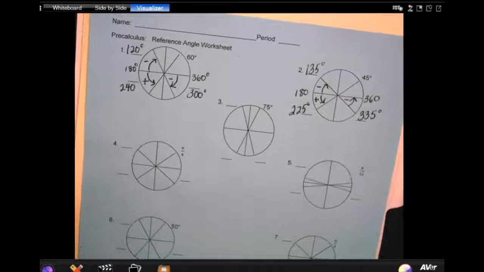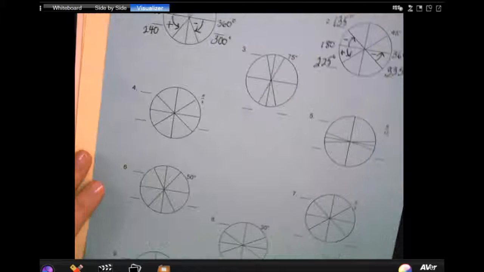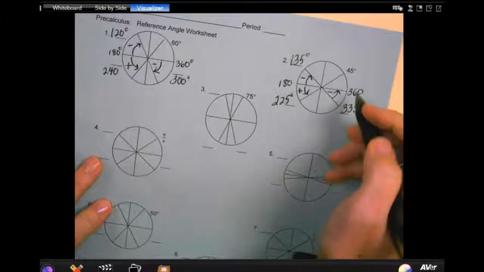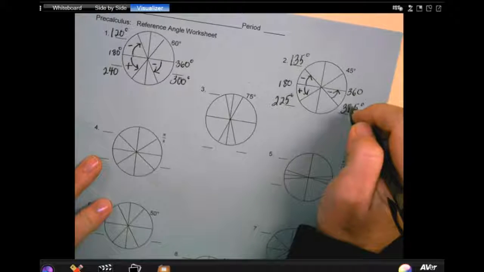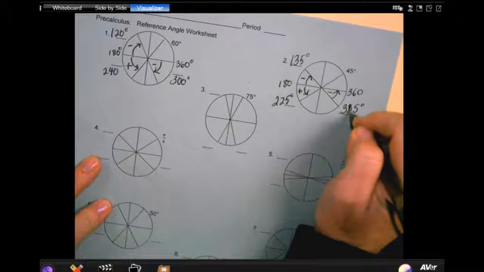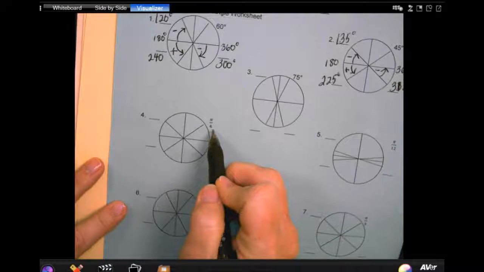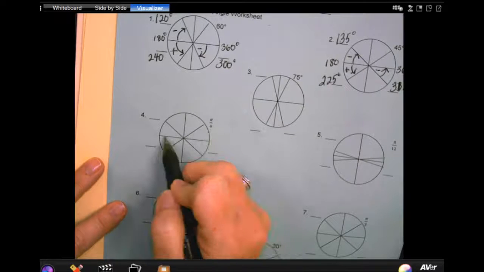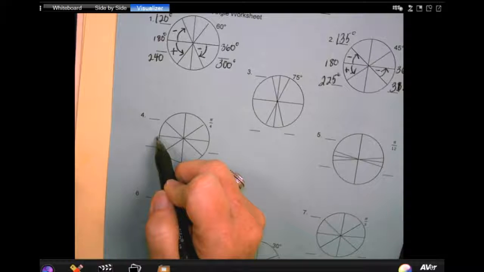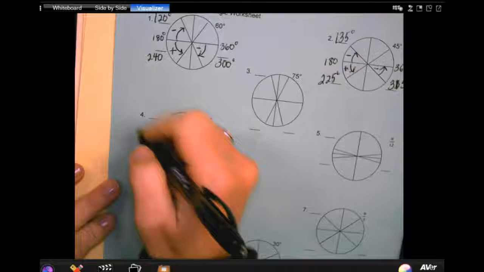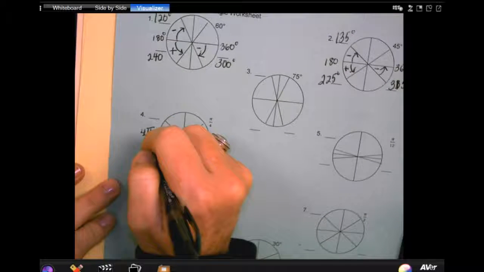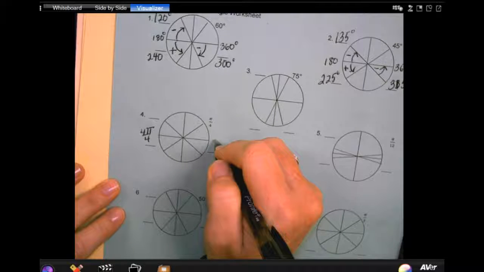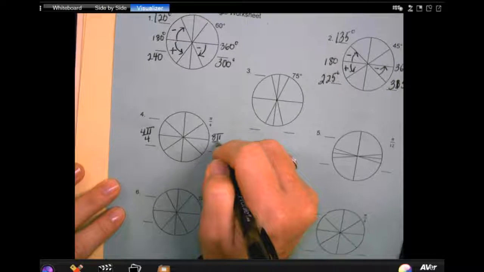But what happens if it's in radians, like number 4? This one's wrong? What is it? 315, thank you. Okay. But what happens if this one's radians? Right. So 180 degrees, which is pi, how do I make that something over 4? 4 pi over 4, right? But what's the 2 pi side? 8 pi over 4. Very good.